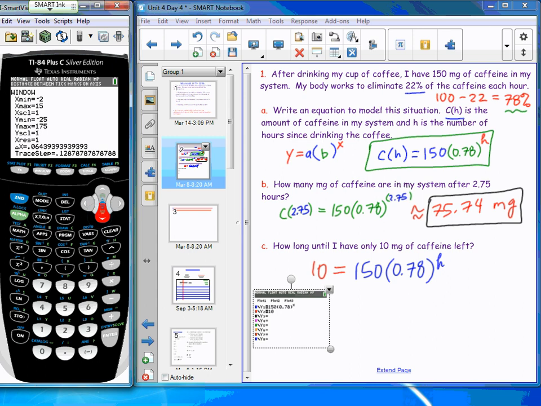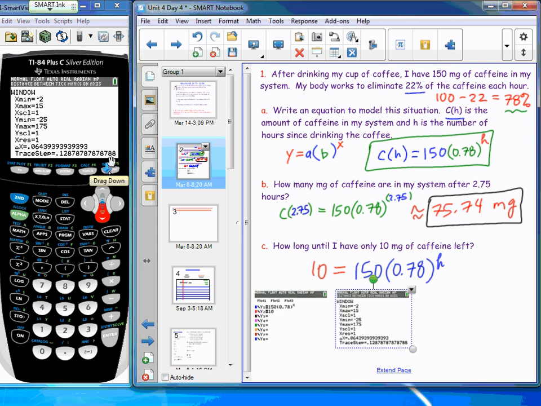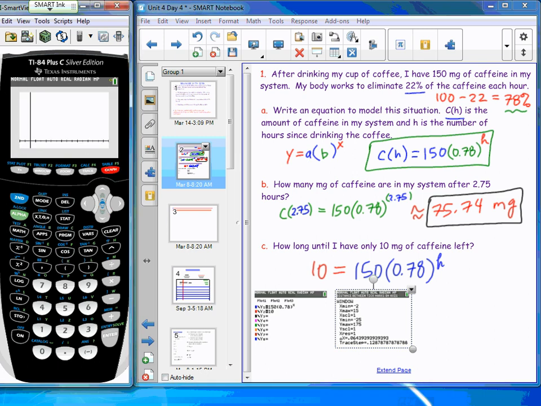I want to be above my 150, and I want to be below the 10 that I asked about, so I'm trying to get a nice window. So I'm going to go ahead and try this and see what it looks like. Graph. And here comes my caffeine function. And here comes my constant function. By golly, I think we have a decent window.